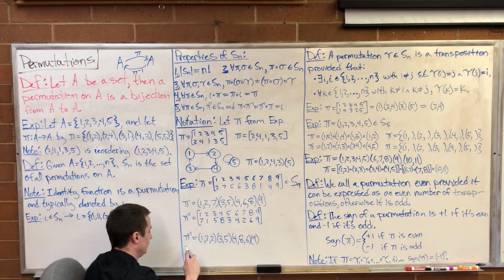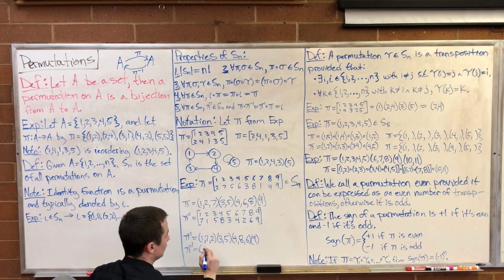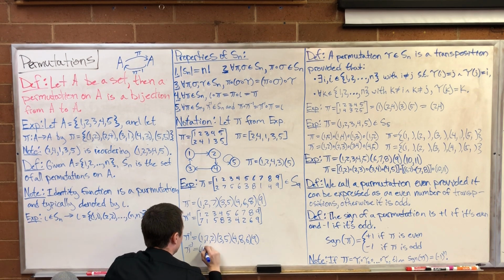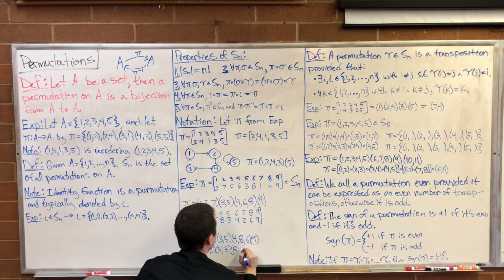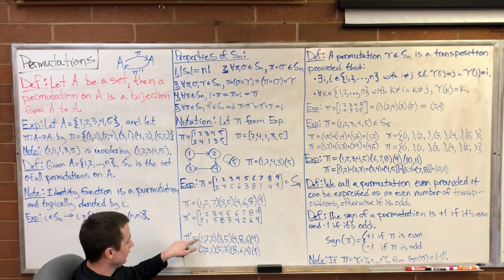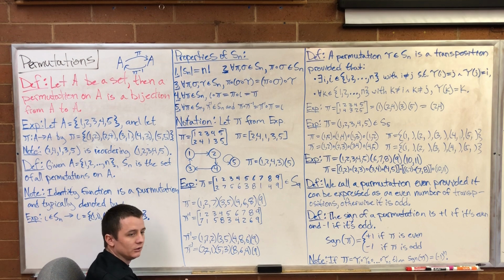Here's the pattern in general. Here's another way of writing the same thing: 7, 2, 1, 5, 3, 8, 6, 4, 9. So this is the same thing as this. Let's check. This says 1 goes to 7, goes to 2, goes to 1. This says 1 goes to 7, goes to 2, goes to 1. Yep, that's the same. This says 3 goes to 5, goes to 3, and so does this. So we can write the inverse like that.